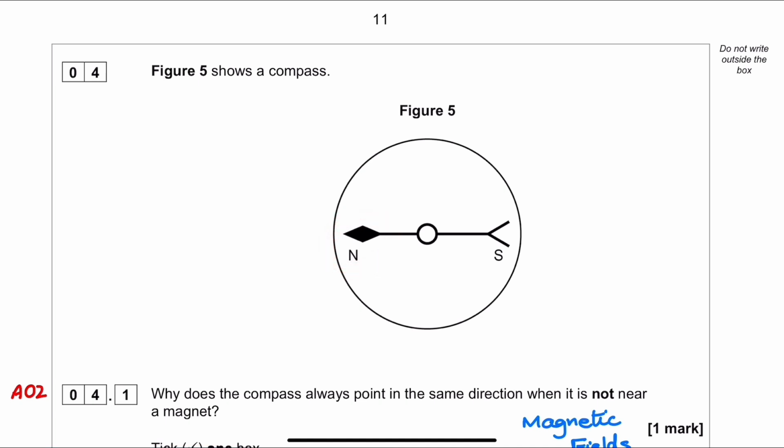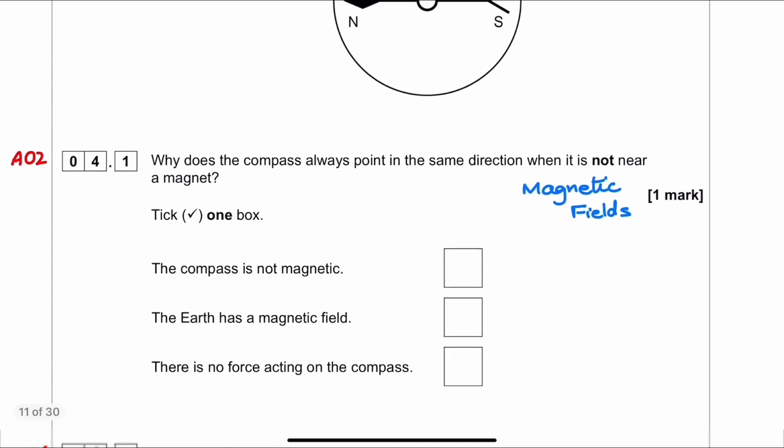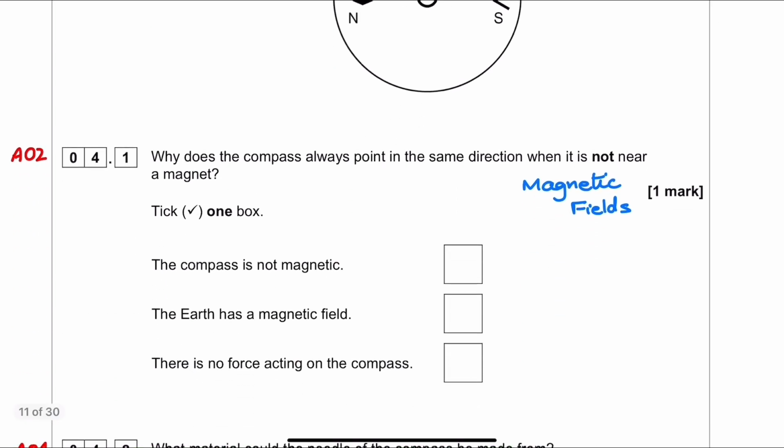The reason is that the tip of the compass is made of magnetic material, and it always points towards the direction of the earth's magnetic field. Because the earth has a magnetic field around it, the compass points towards it even when no magnet is present near the compass. The correct option is: the earth has a magnetic field, and the compass is pointing towards the earth's magnetic field even though it is not near a magnet.